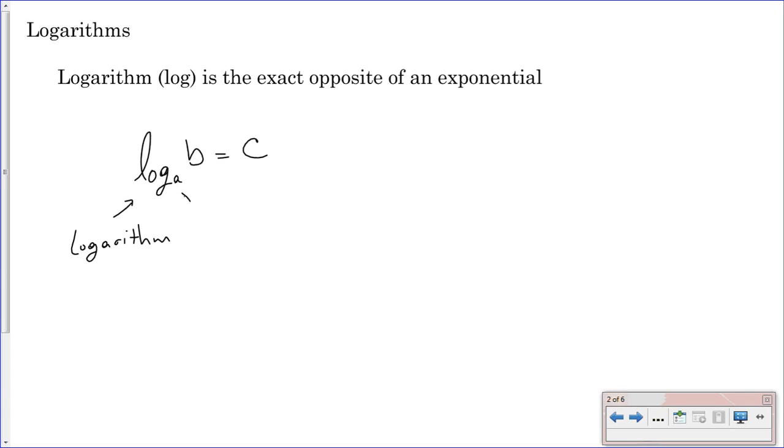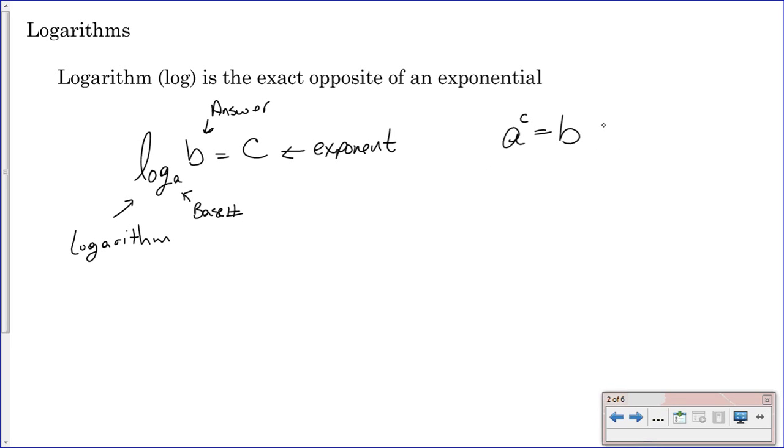This A here is your base number. The B is your answer to your exponential, and this C is your exponent. Alright, basically what that means is if this was written as an exponential, it would be A raised to C equals B. Alright, that's how they convert back and forth.